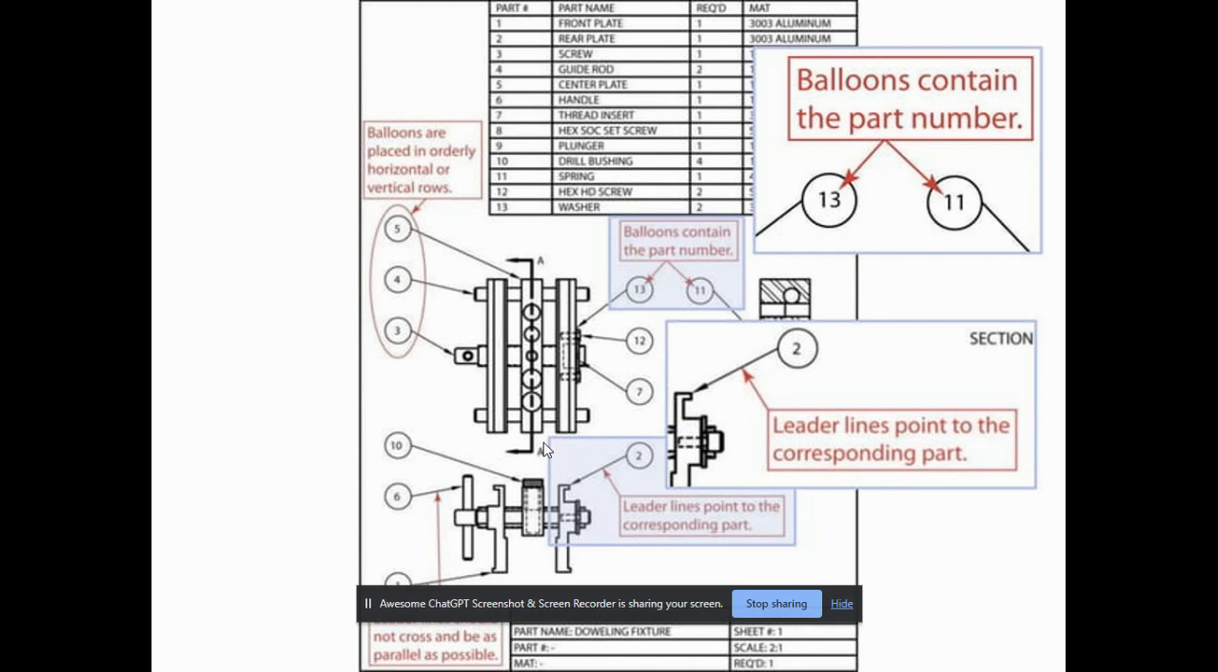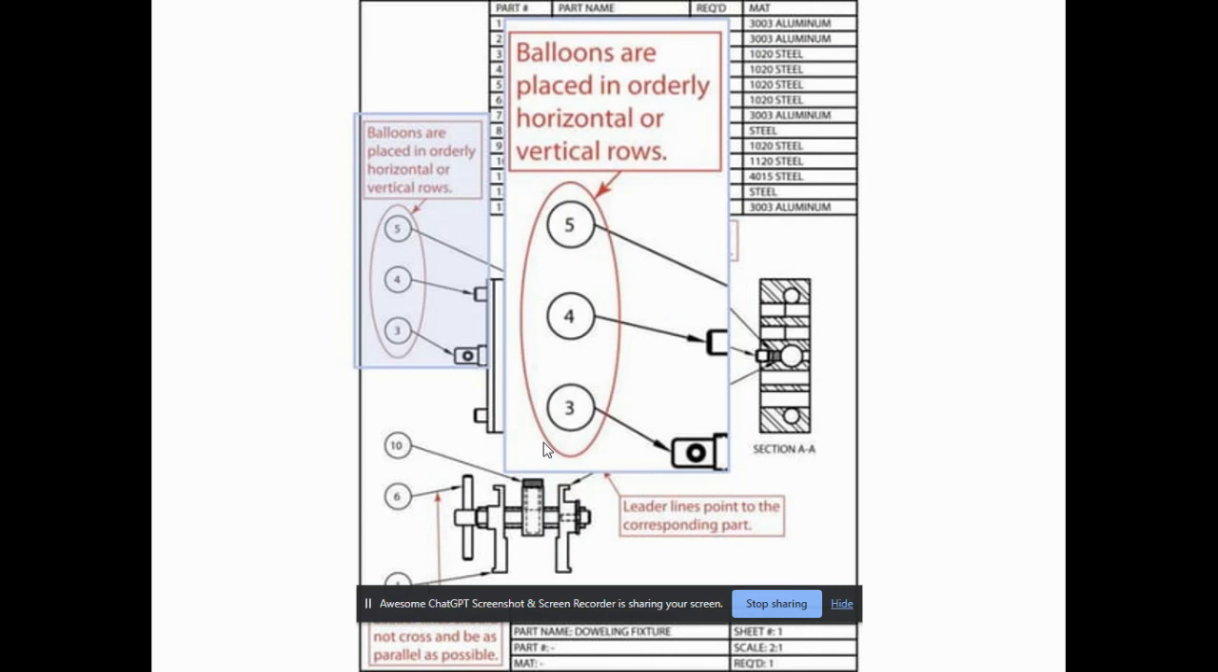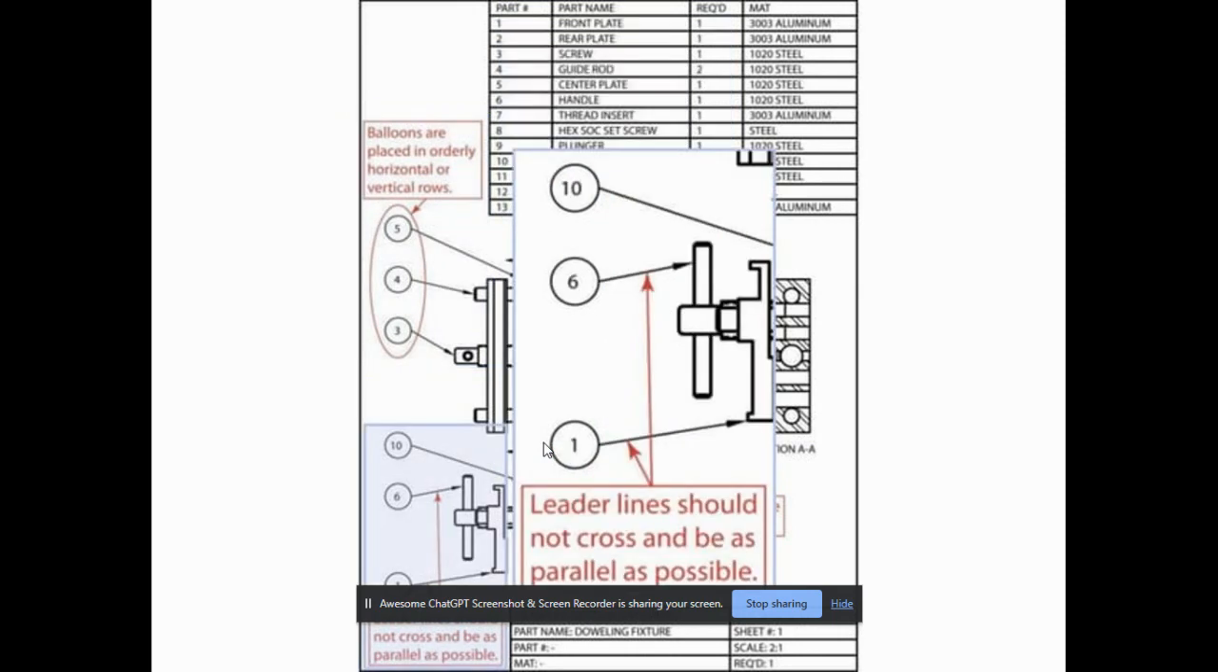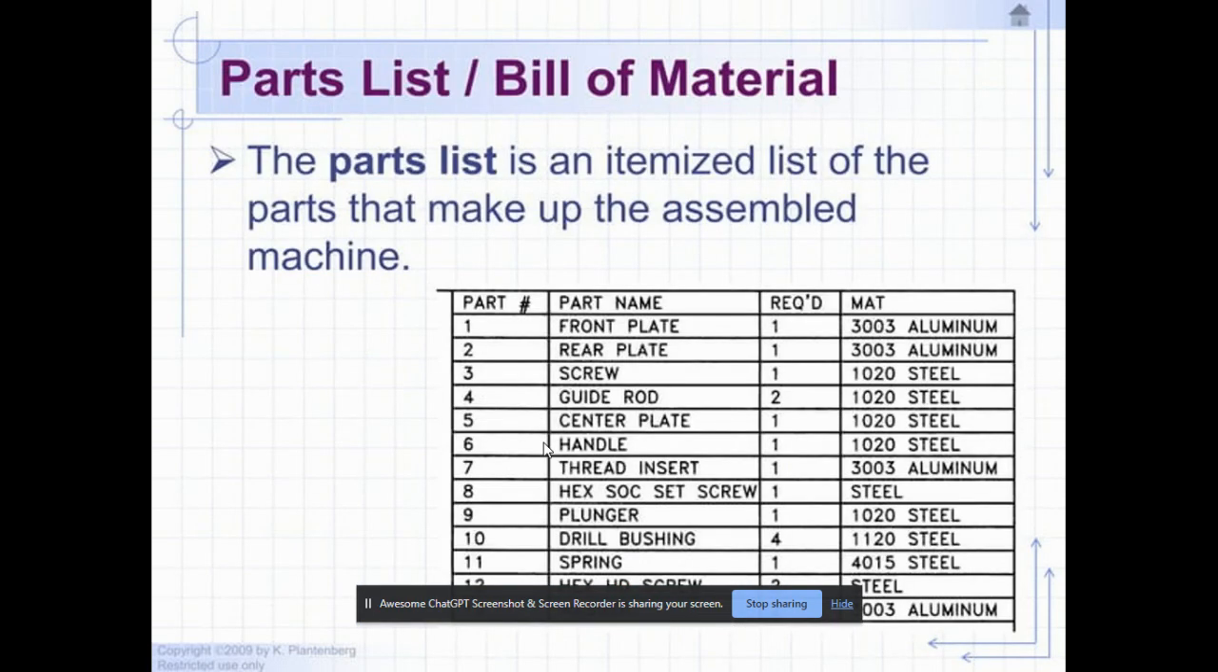So again, this is a detail to show you the various things that we are looking at. The balloons are placed in orderly horizontal or vertical rows, depending on what you want to do. And another rule is that the leader lines should not cross. What you are using to indicate the path should not be crossing each other. They should be as parallel as possible. Now these are petty rules that normally come back and haunt students. So pay attention to that.